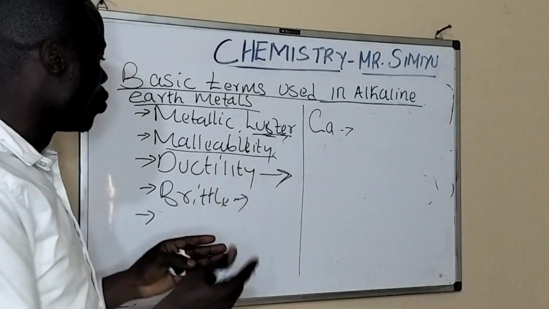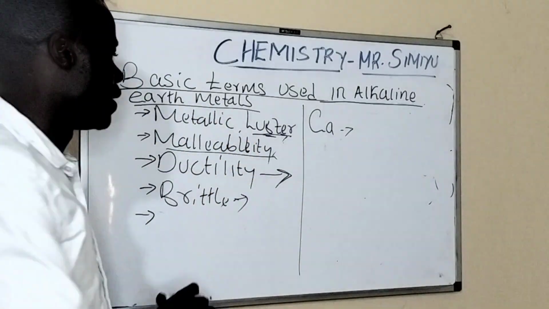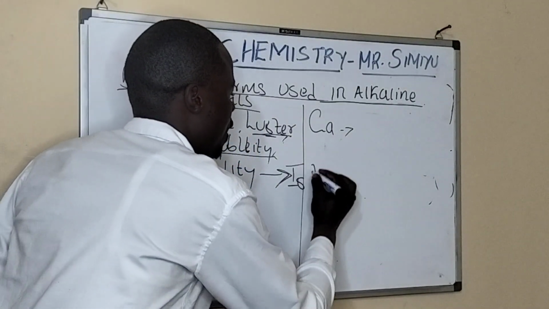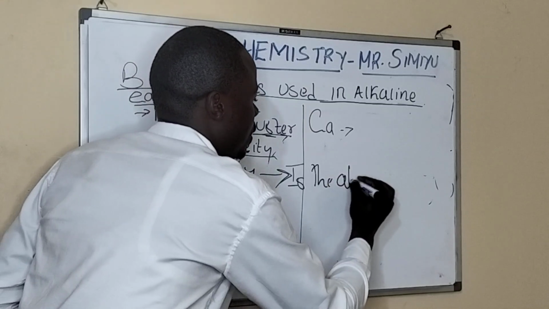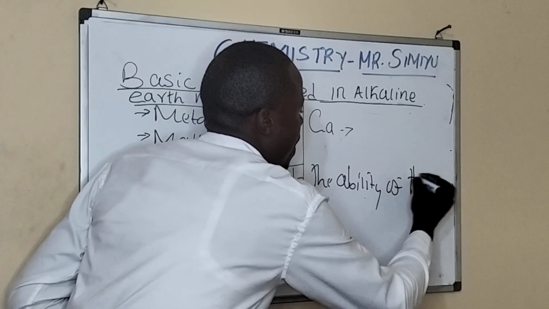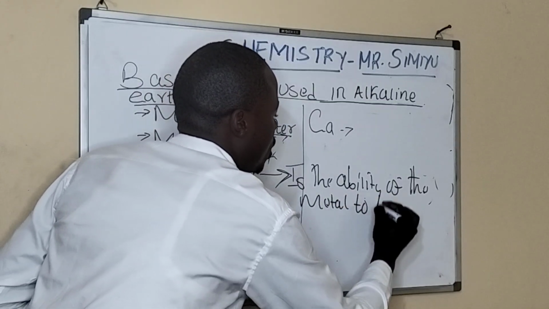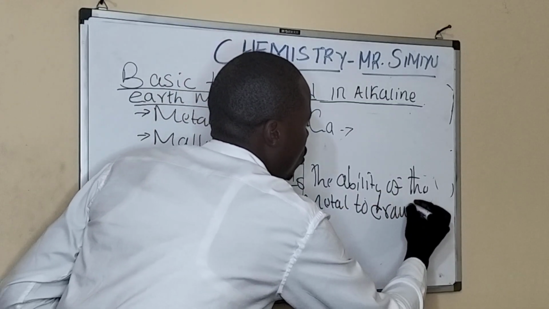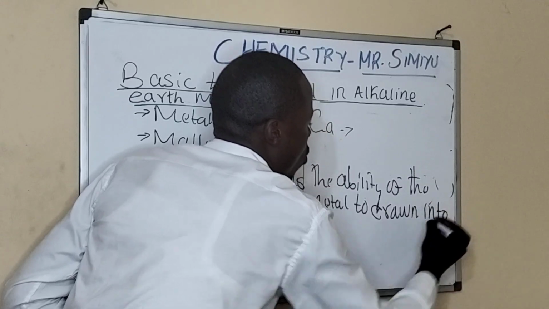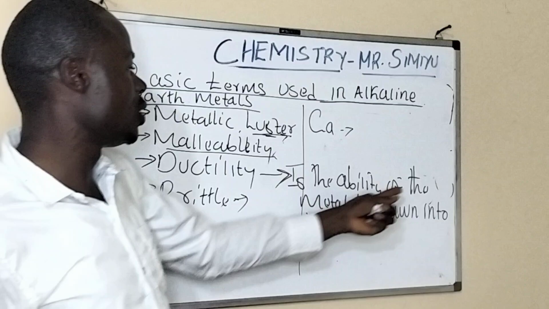So you will be told to define what is ductility. Ductility is the ability of the metal to be drawn into wires.